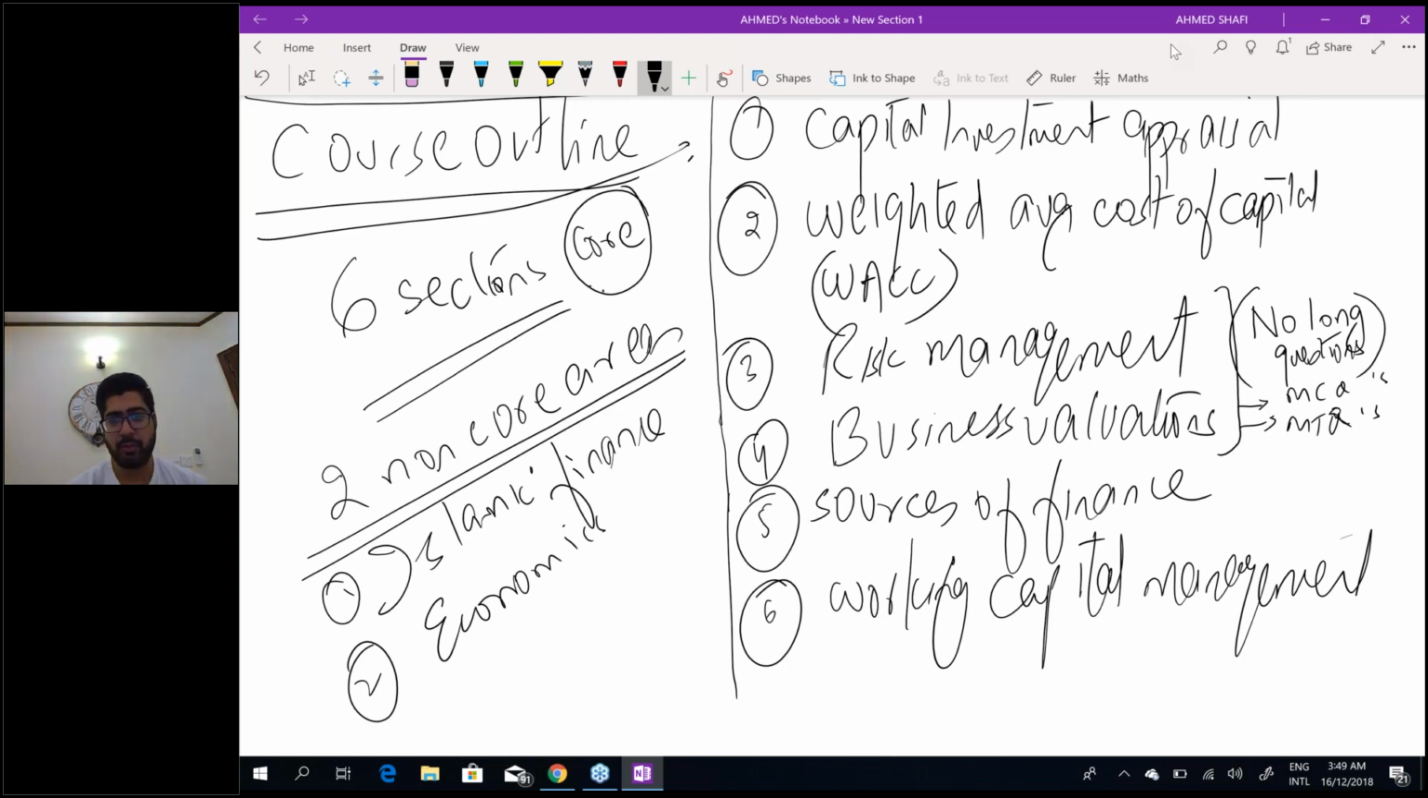So this sounds good, that there is no long question from this. You will only get MCQs or MTQs, and you can expect that you will get one MTQ from risk management of 10 marks, one MTQ from business valuation of 10 marks.